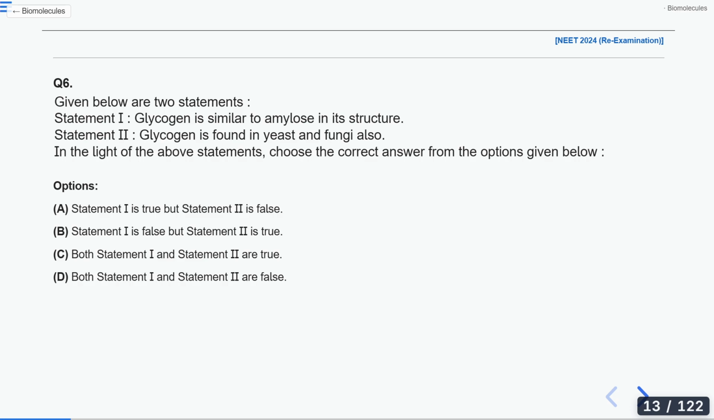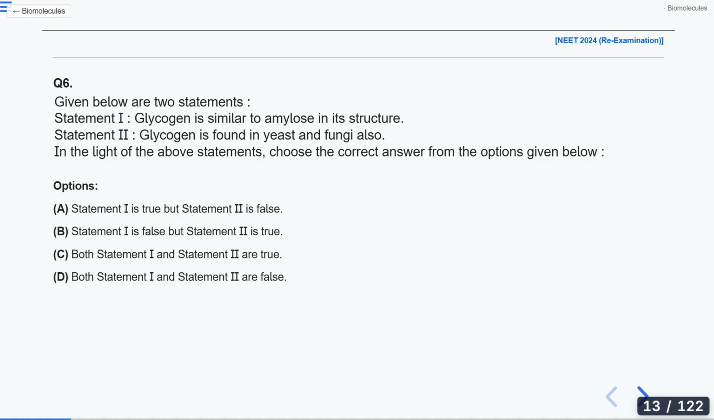So here is your next question. This was asked in 2024. There are two statements. You have to validate whether they are true or false. These two statements are related to glycogen. The first one, glycogen is similar to amylose in its structure. Second one, glycogen is found in yeast and fungi also. These two statements that you are seeing are asked directly from your NCERT itself.